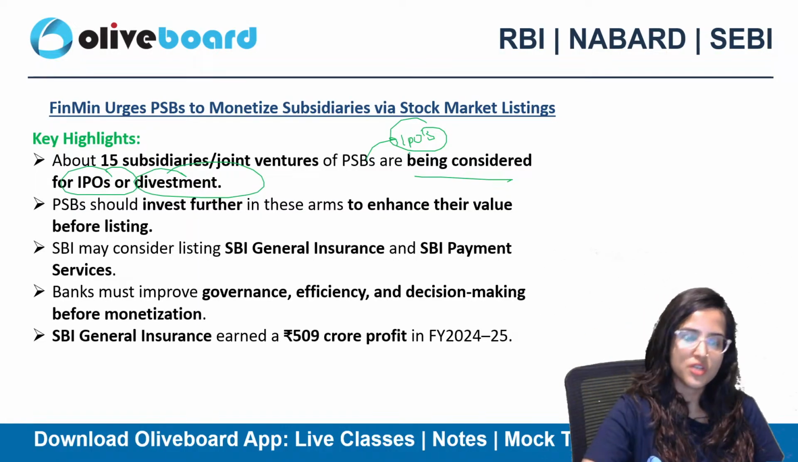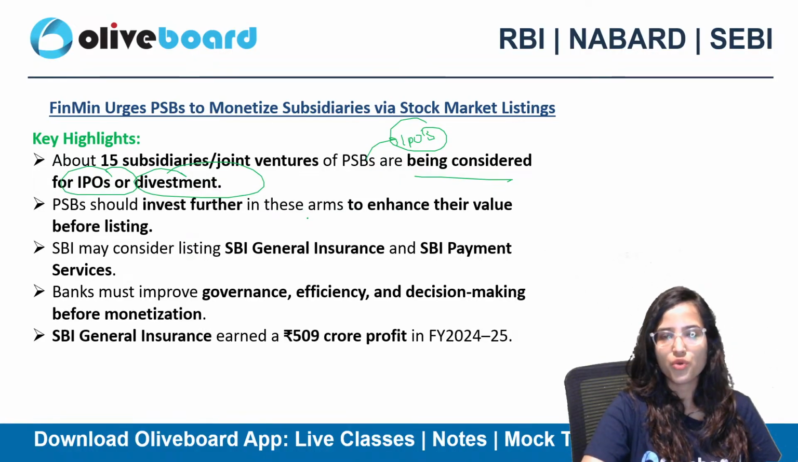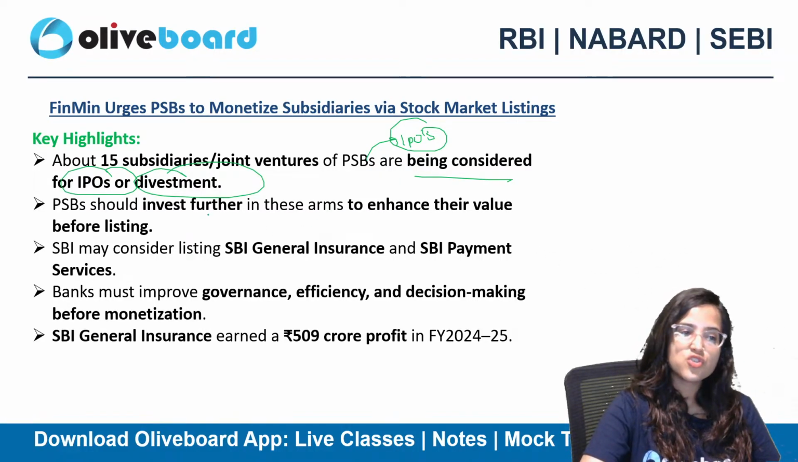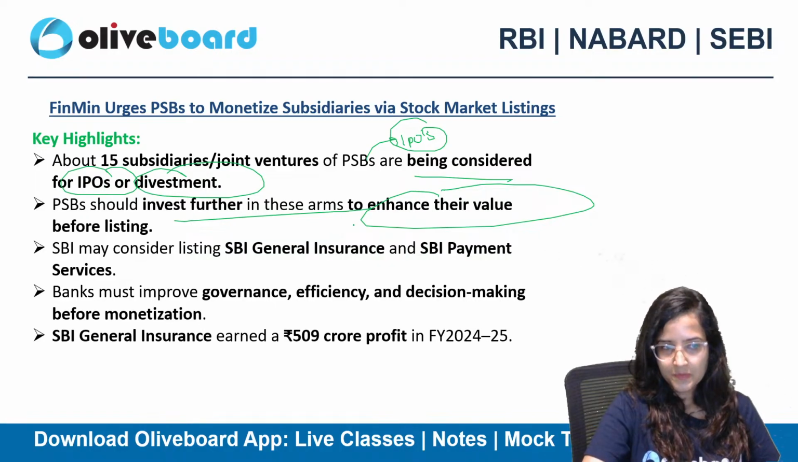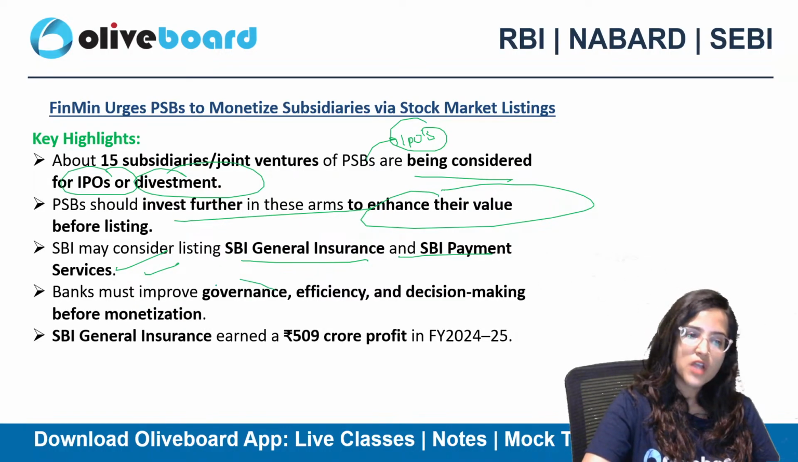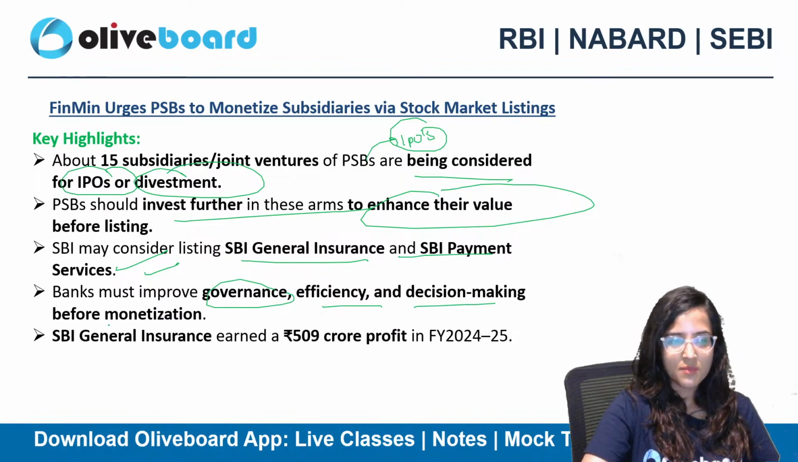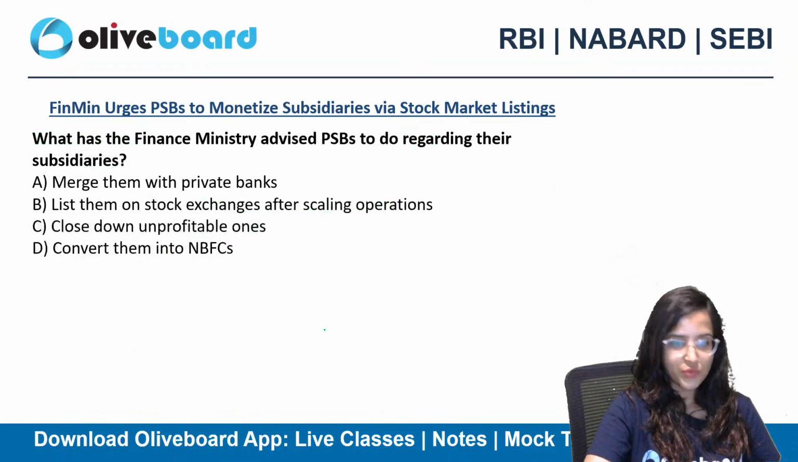If some subsidiaries are doing well, then list them on the stock exchange so that we can generate more revenue. PSBs should invest further in these arms to enhance their value before listing. SBI may consider SBI General Insurance and SBI Payment Services for this. Banks must improve governance, efficiency, and decision making before monetization. SBI General Insurance earned 509 crore profit in financial year 24-25.